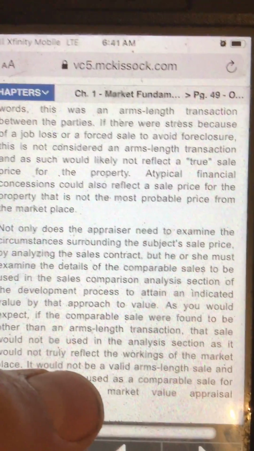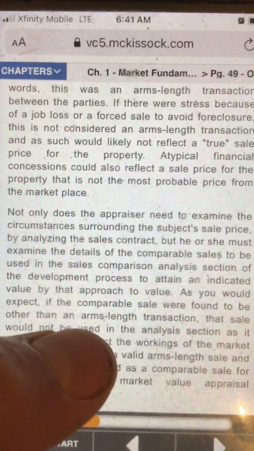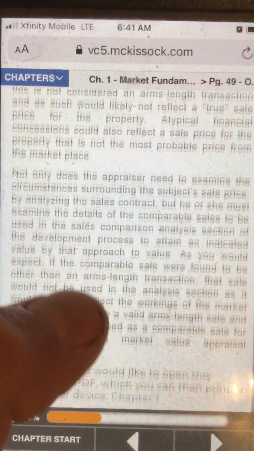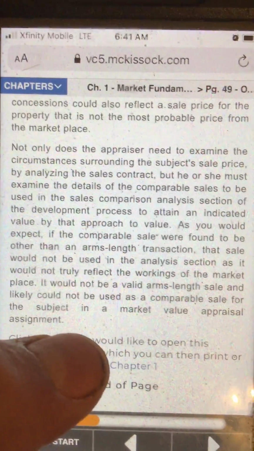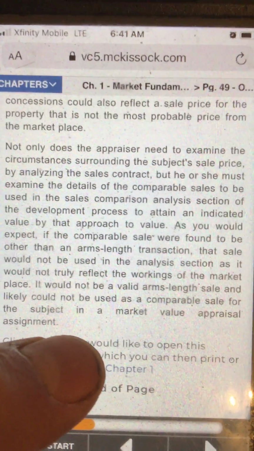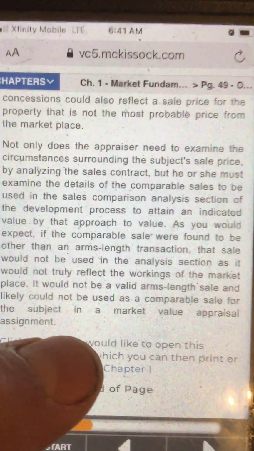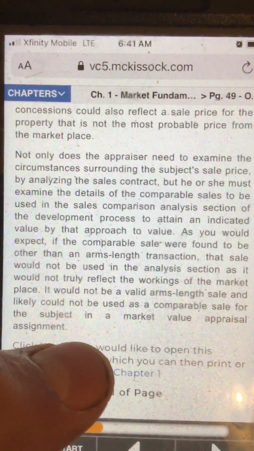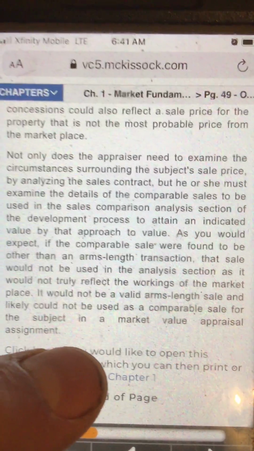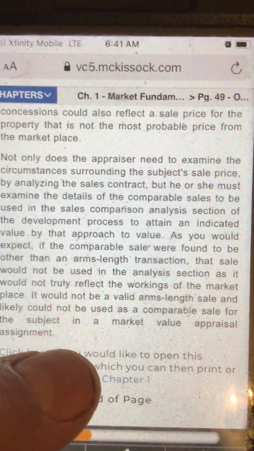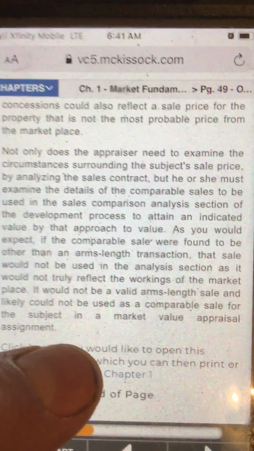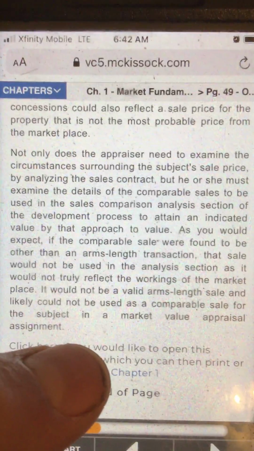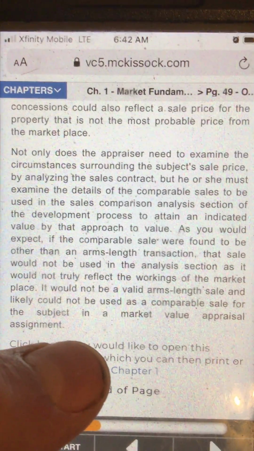Atypical financial concessions could also reflect a sale price for the property that is not the most probable price from the marketplace. Not only does the appraiser need to examine the circumstances surrounding the subject's sale price, by analyzing the sales contract, but he or she must examine the details of the comparable sales to be used in the sales comparison analysis section of the development process to attain an indicated value by that approach to value.